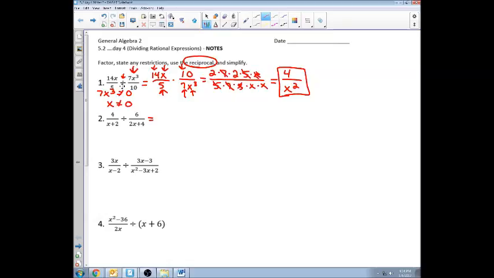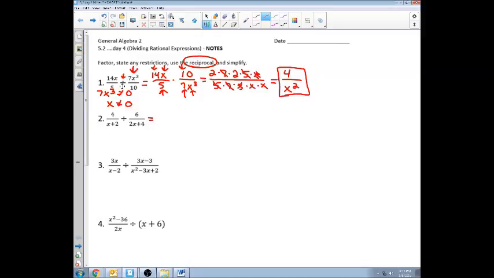I have 4 in the top left. There's not really anything I can do with that. I have 6 in the top right. Nothing I can do with that. x plus 2 in the bottom left. There's nothing I can do with that. But I do have 2x plus 4 where there is something I can do with that.